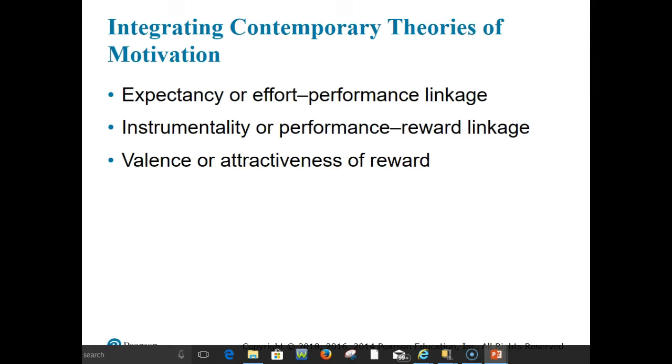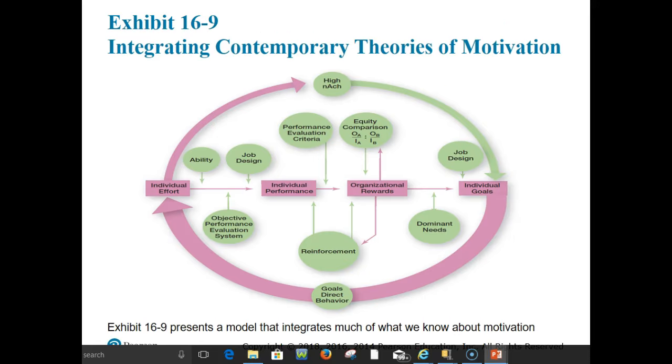Okay, and the valence, or attractiveness of reward, is the importance an individual places on the potential outcome or reward that can be achieved on the job. Valence considers both the goals and the needs of the individual. So Exhibit 16-9 here presents a model that integrates much of what we know about motivation.